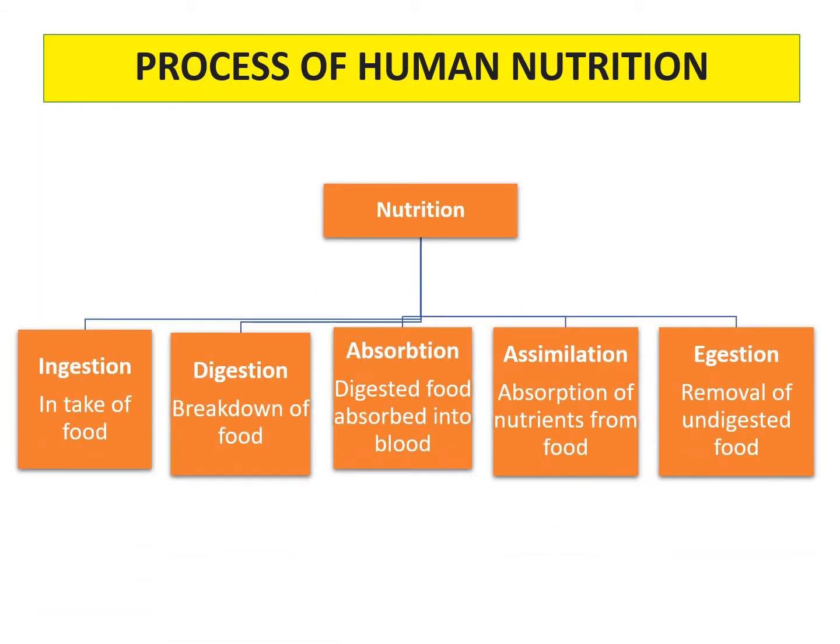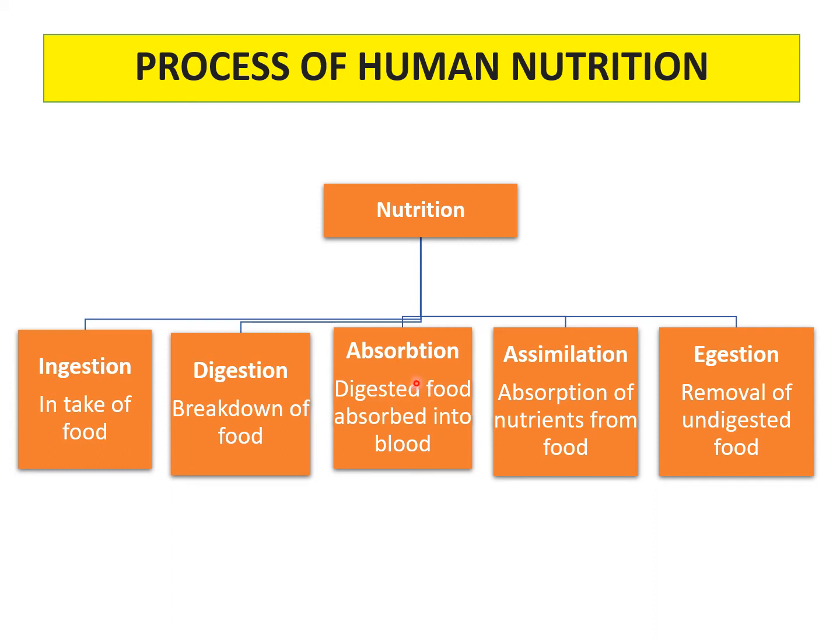Human nutrition involves mainly five stages. The first step is ingestion. In this we take food inside, so the intake of food into the body is known as ingestion. And the second is digestion. It means the breakdown of food into simpler substances. So this is digestion.